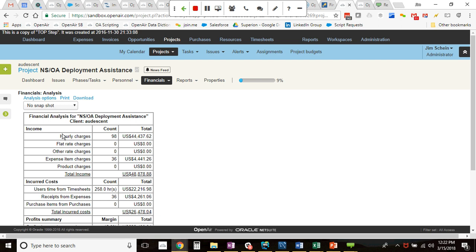This will show you your hourly charges, any flat rate charges you may have, other expense items, how many receipts you've turned in versus how much that has cost this project. And then if you're using the purchases module, you may have actual product charges as well that will show up here. And that'll give you a total of all of your income for this project. Now you can see what your costs are for this project.